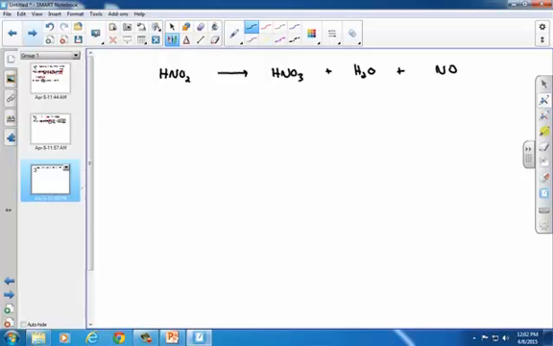So to balance it, I've got 3 hydrogens on the right and only 1 on the left, so maybe I'll put a 3 here. It gives me 3 hydrogens now on both sides. I've got 3 nitrogens on the left and only 2 on the right. So I probably want to change this number so I'm not disturbing the number of hydrogens. Now I've got 6 oxygens on the left and 6 on the right, and everything's balanced out. So I've got the reaction balanced.